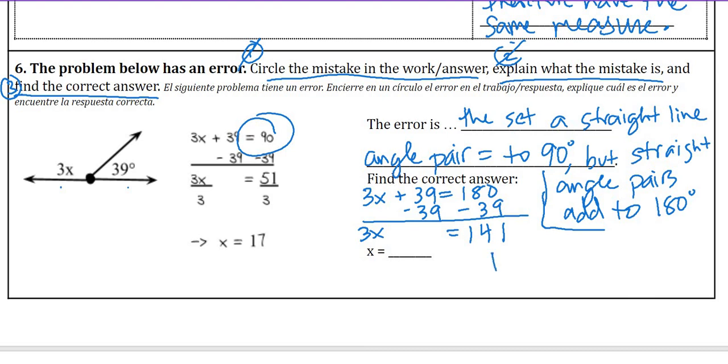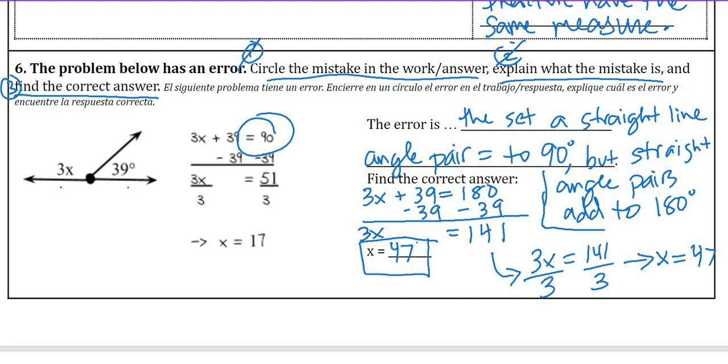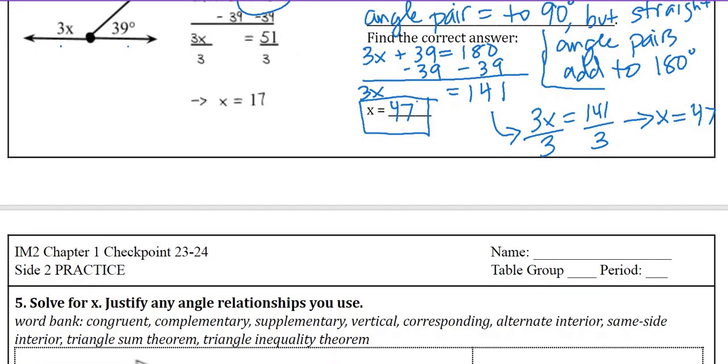I'll continue this down here. If 3x is 141, I divide both sides by 3, and I get that x is equal to 47. So x is equal to 47 degrees. Moving on.